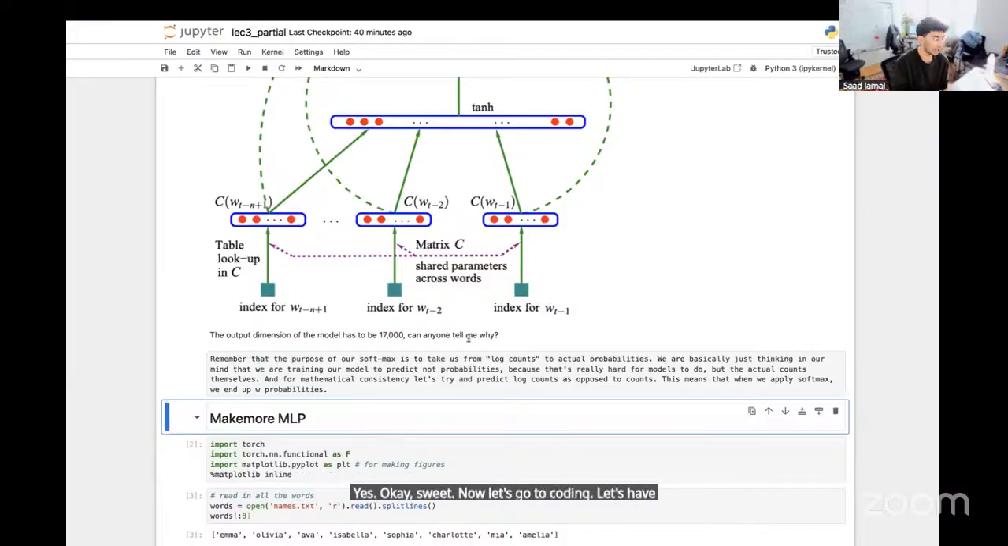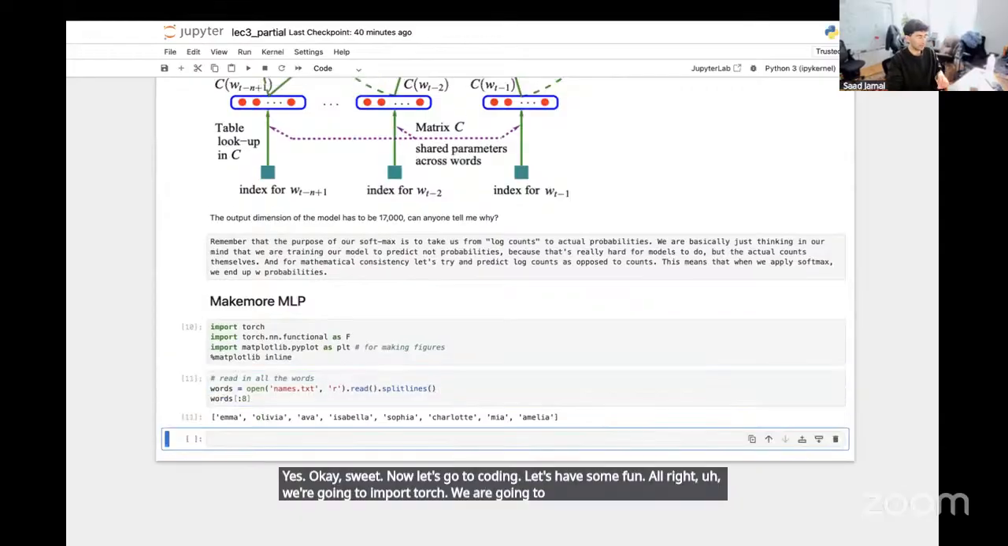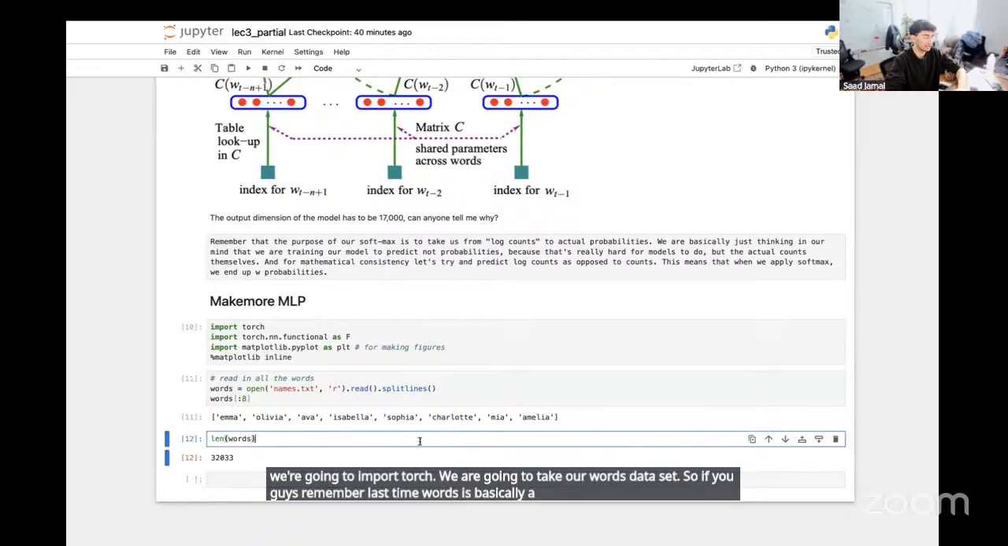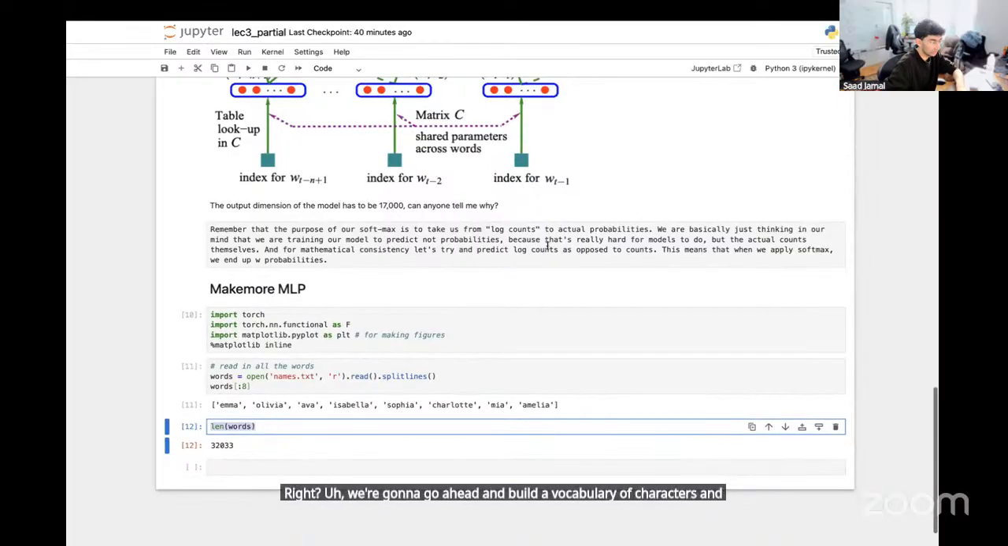Let's have some fun. All right, we're going to import Torch. We are going to take our words data set. If you guys remember last time, words is basically a file that has 32,000 words in it. Emma, Olivia, Ava, Isabella, these seem to be the most popular names. And these are basically just baby names, right? We're going to build a vocabulary of characters and mapping to and from integers.